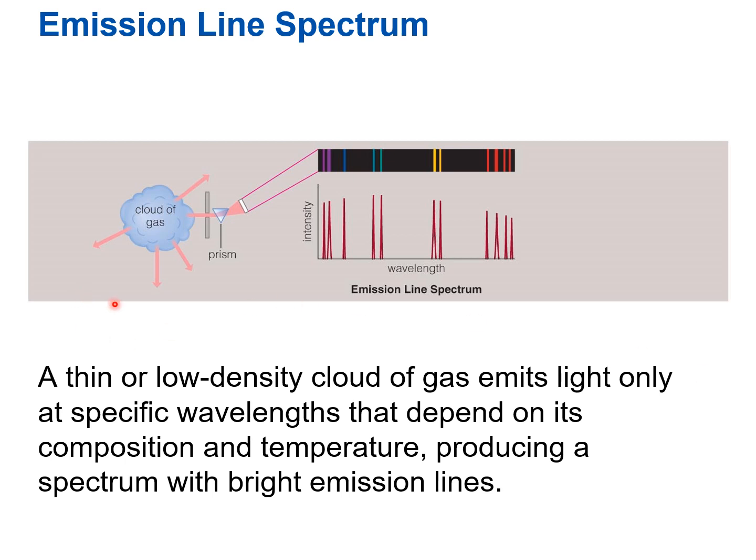So here we have, on the left, a thin or low-density cloud of gas emits light only at specific wavelengths that depend on its composition and temperature, producing a spectrum with bright emission lines. Now, we will get into later in this video what it has to do with their composition, but for now, I'm just giving you a general overview. So it gives off just specific frequencies of light.